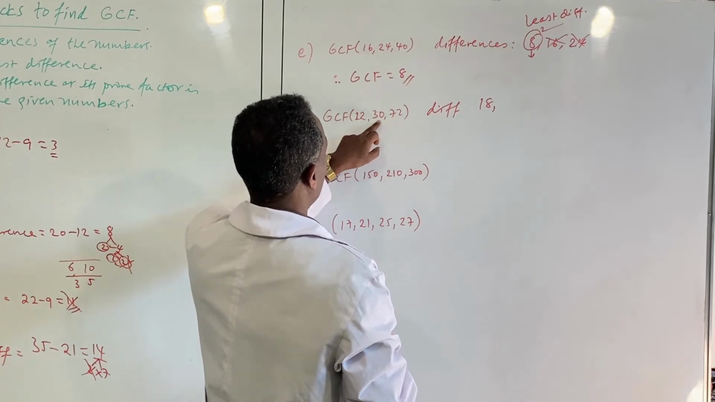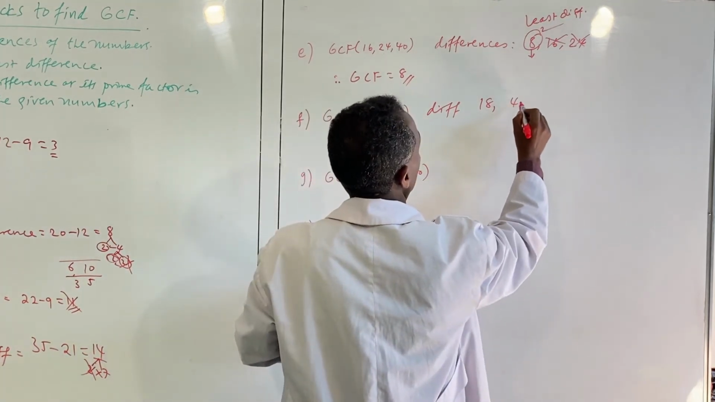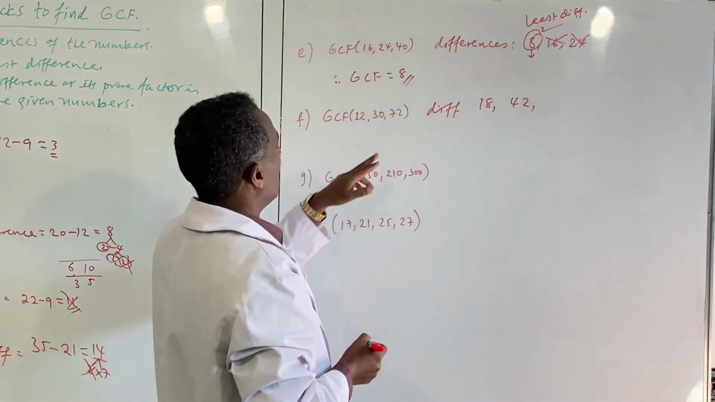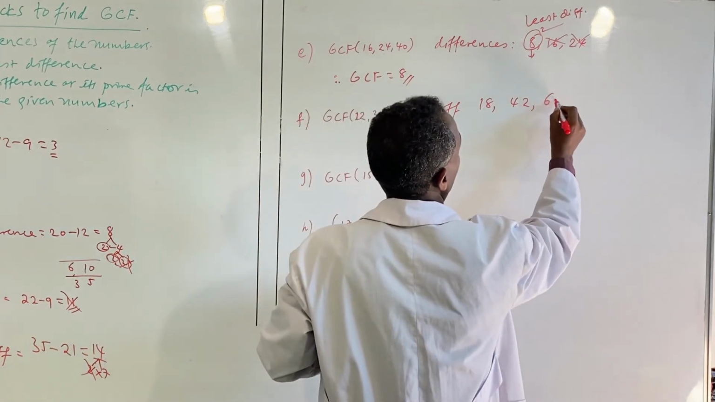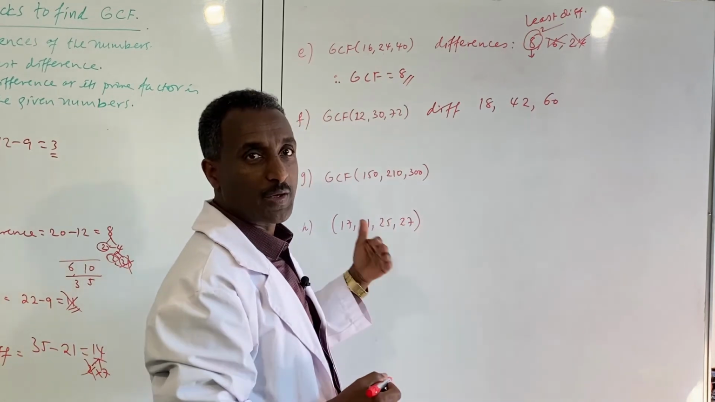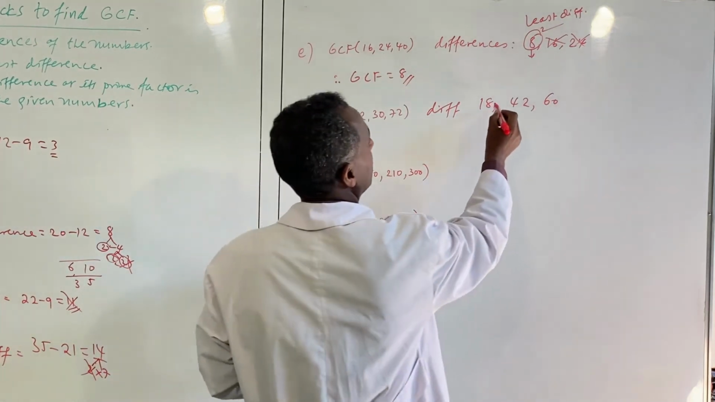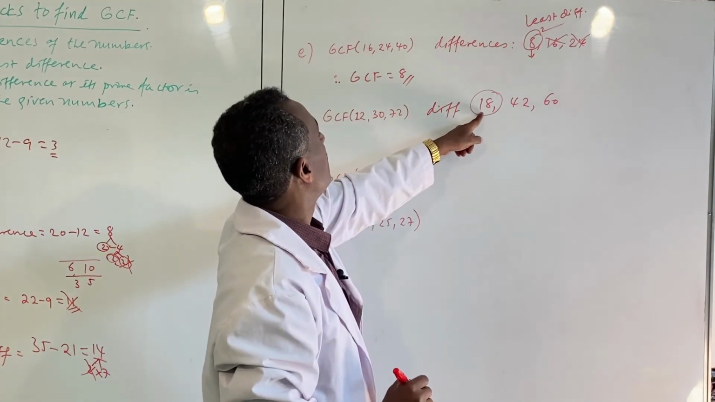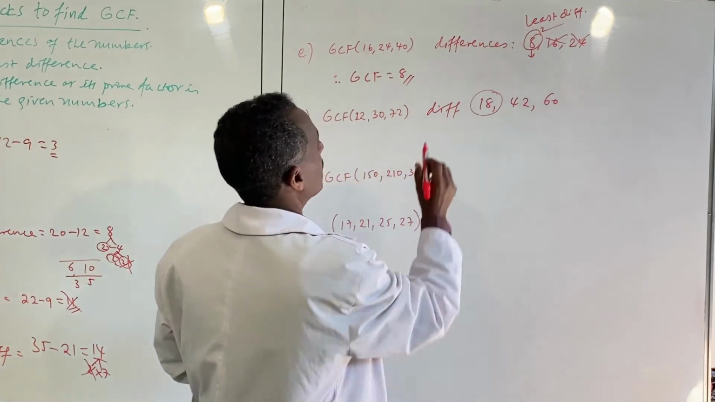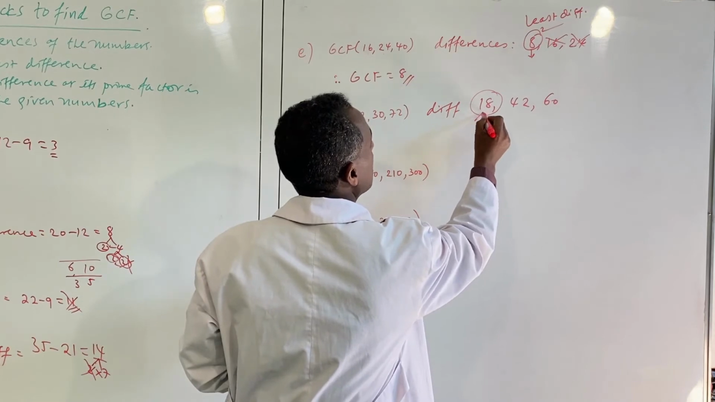72 minus 30 is 42. And this one, 72 minus 12 is 60. Out of this, which one is the least? The least is 18. We take this one and check if this 18 is a factor of these two. It is not.